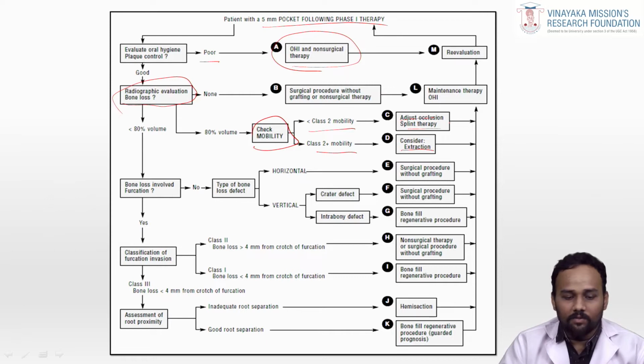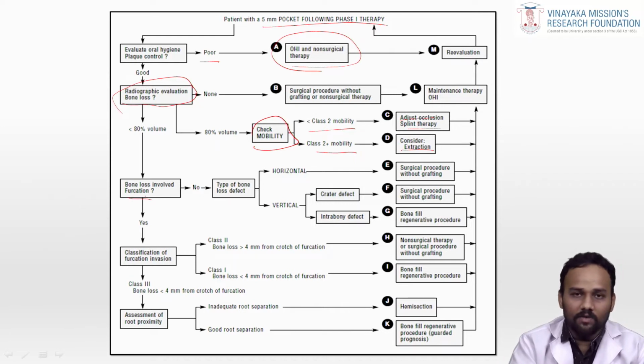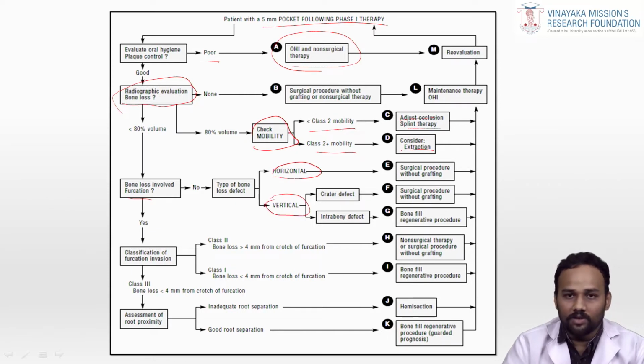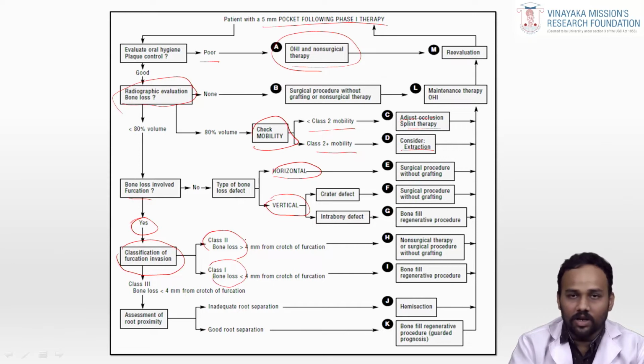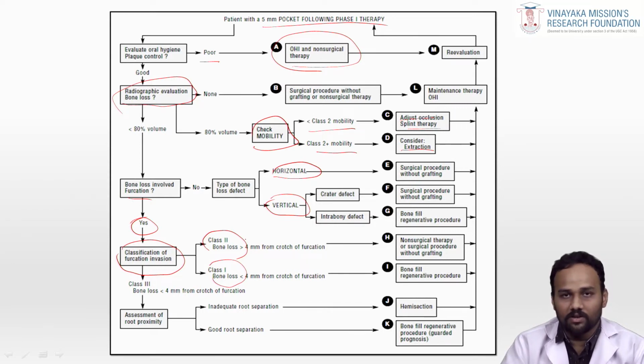When the radiographic bone loss is lesser than 80%, we need to evaluate whether the bone loss has involved the furcation or not. If it has not involved the furcation, we need to detect the type of bone defect, whether it is a horizontal or vertical bone defect, and do the surgical procedure with or without bone grafting. And when it has involved the furcation, the treatment plan depends upon the grade of furcation, whether it is class 1, class 2, class 3 or class 4 furcation involvement.